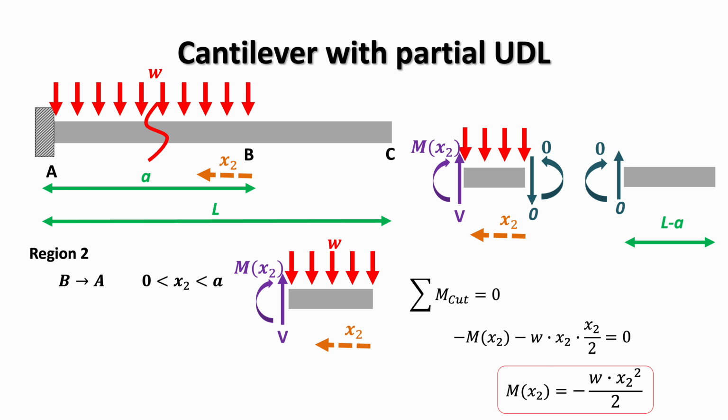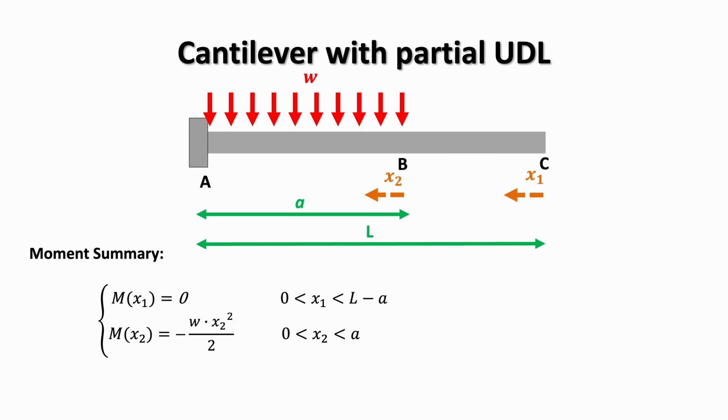So in region 2, the bending moment varies quadratically with x2, which is exactly what we expect under uniformly distributed load. The important conceptual point here is that region 2 does not inherit any shear or moment from region 1. Both are 0 at B, so the internal force system in this region is generated solely by the applied load.